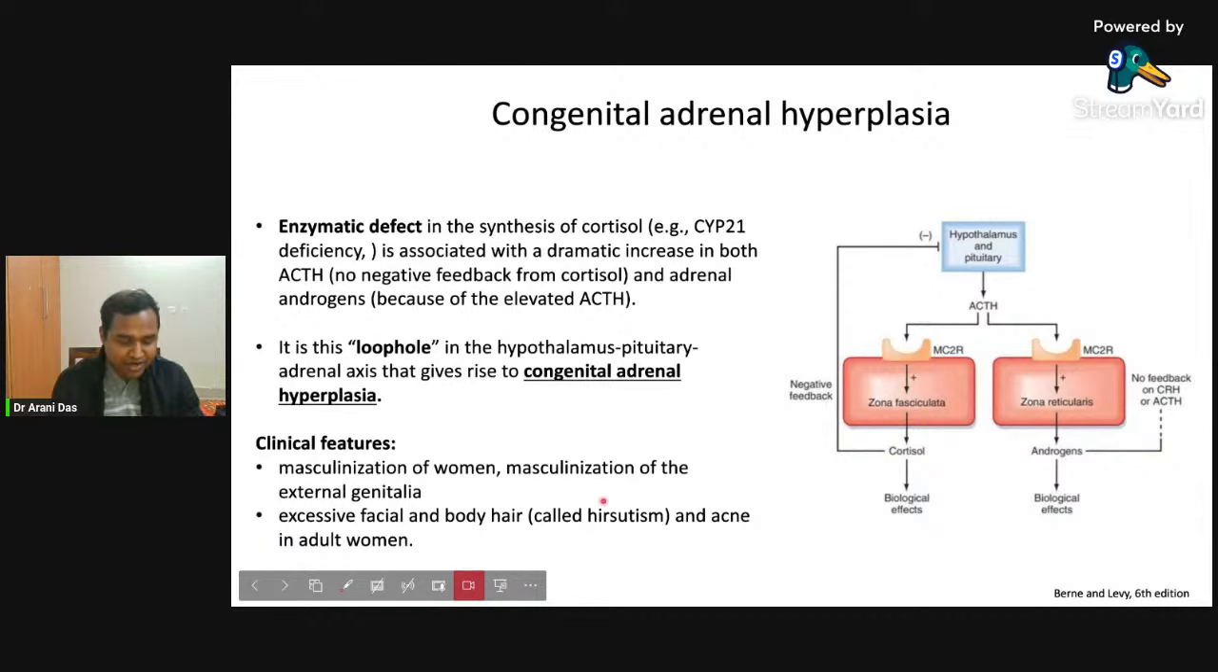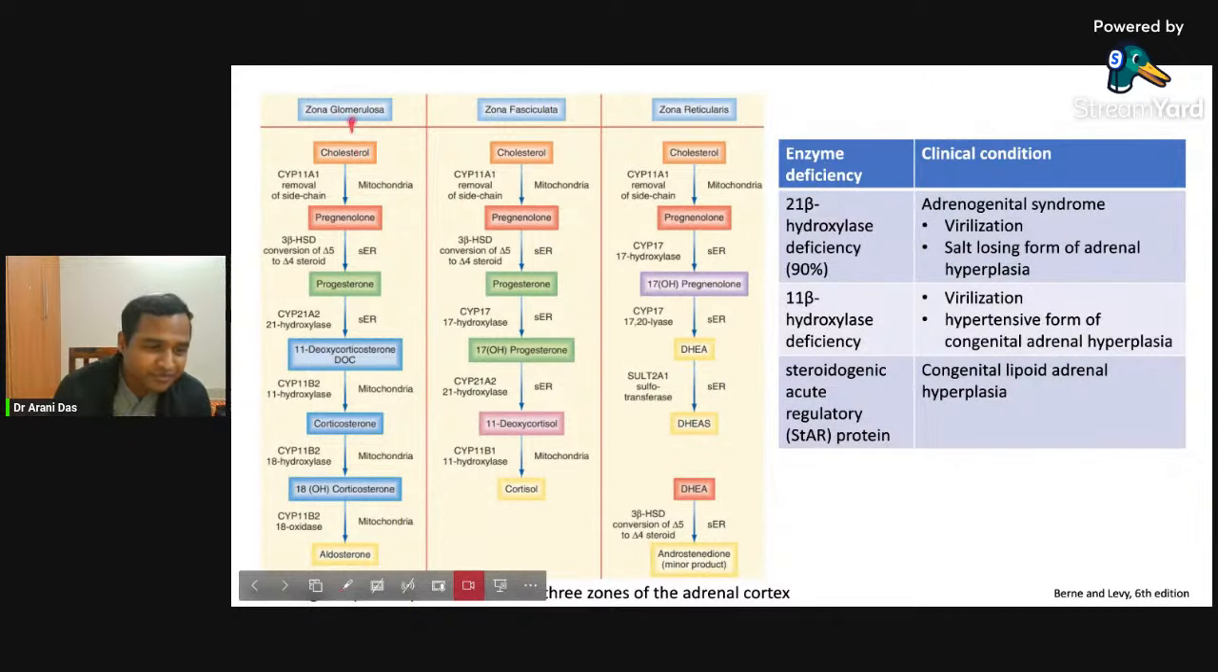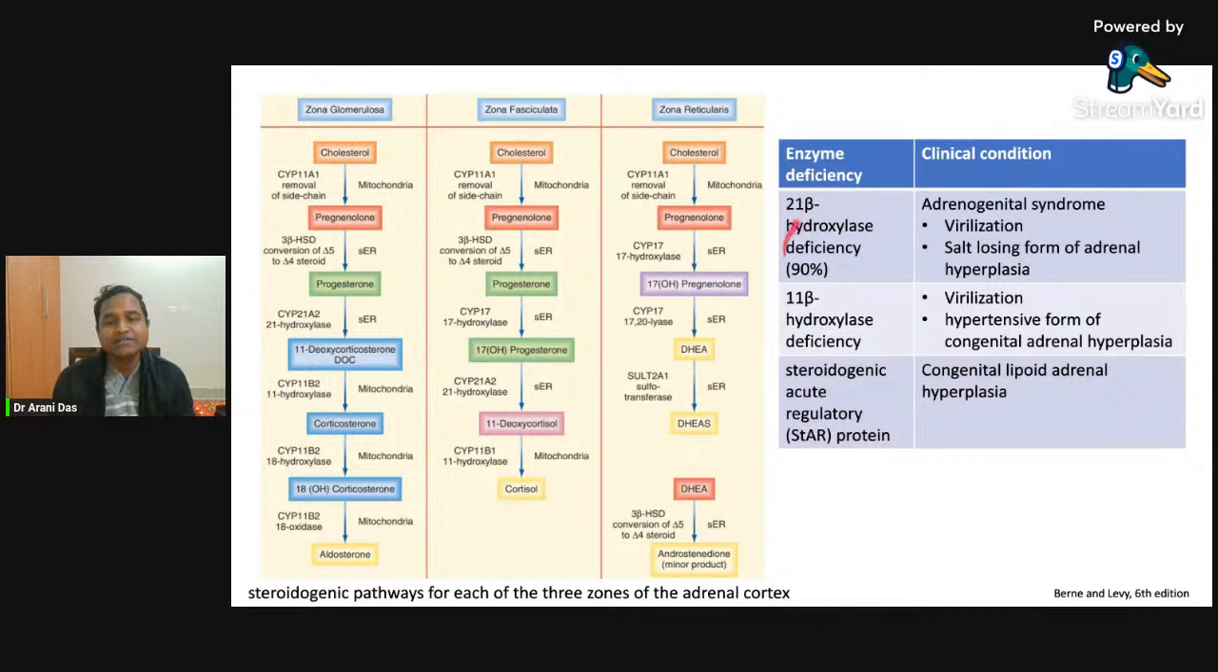Now, several enzymatic defects lead to the different types of congenital adrenal hyperplasia. This is a series of reactions in the glomerulosa, fasciculata and reticularis, where the substrate cholesterol is converted and aldosterone, cortisol and dehydroepiandrosterone are produced. There are several enzymatic defects at different levels which produce congenital adrenal hyperplasia, and a few of them are listed here. The commonest one is 21 hydroxylase deficiency. So where is this enzyme? It is here. Now if this enzyme is deficient, no cortisol and no aldosterone will be produced.